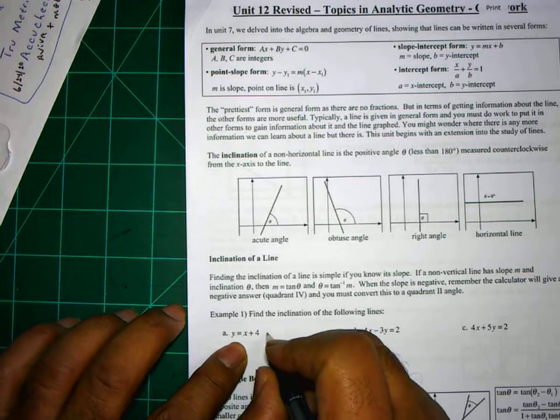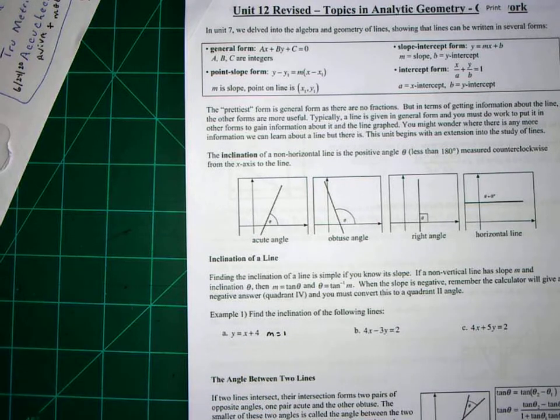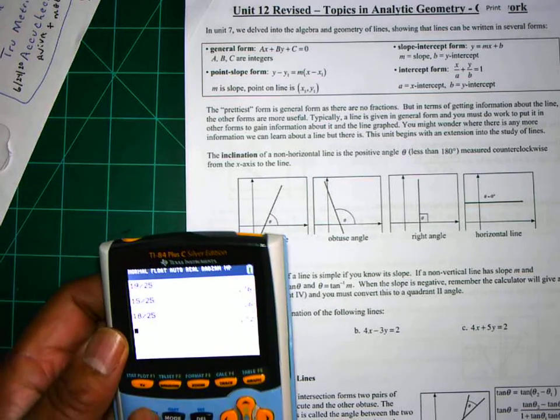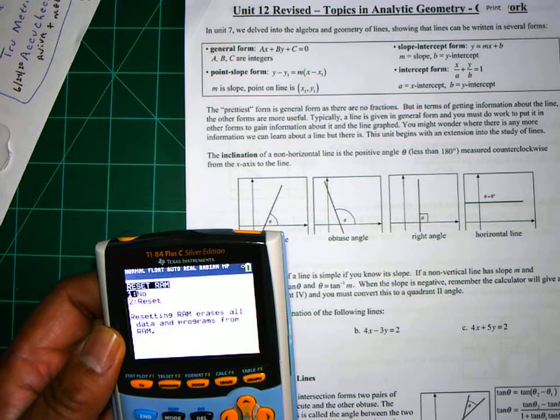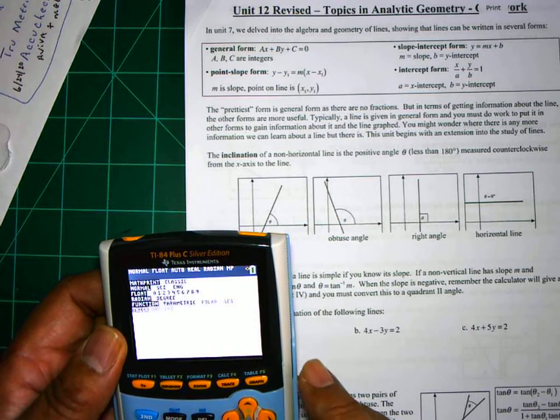But what I want is the angle. So I'm going to take the calculator and reset it. Second plus 7, 1, 2. Now I want that angle to be in degrees, so I'm going to check my mode, go down to radians, over to degrees, enter that, and I'm good.